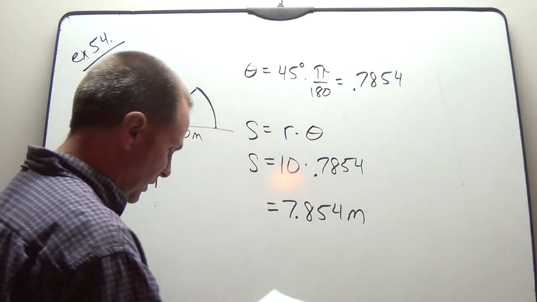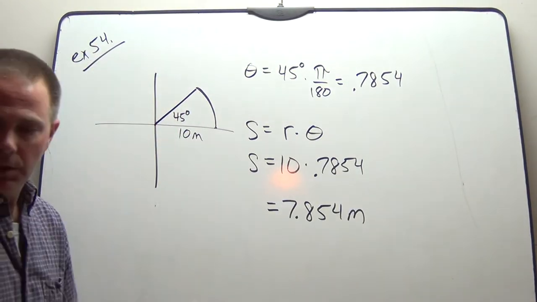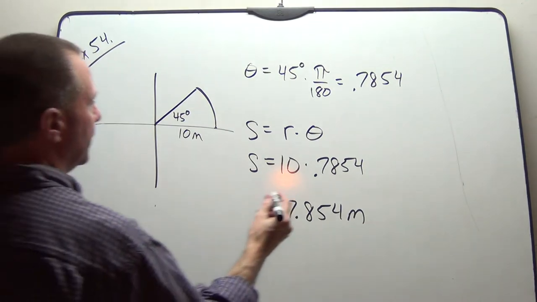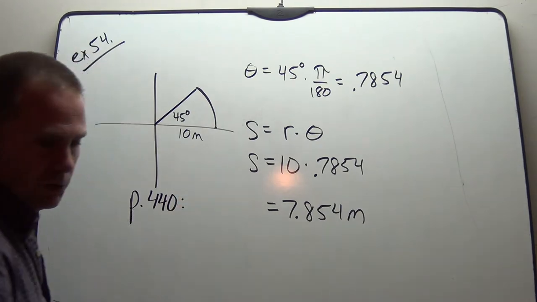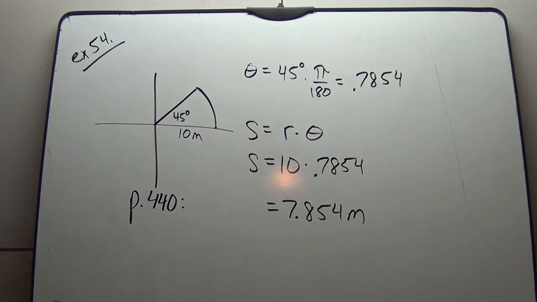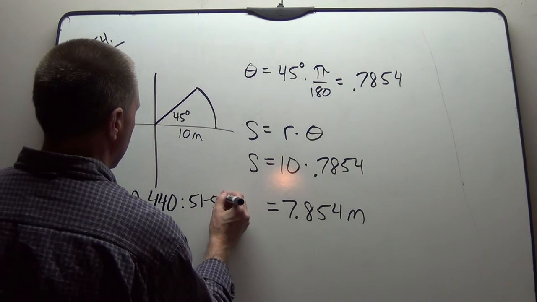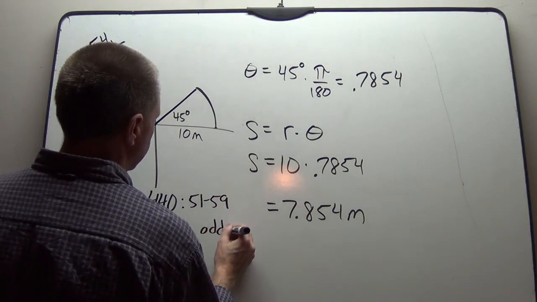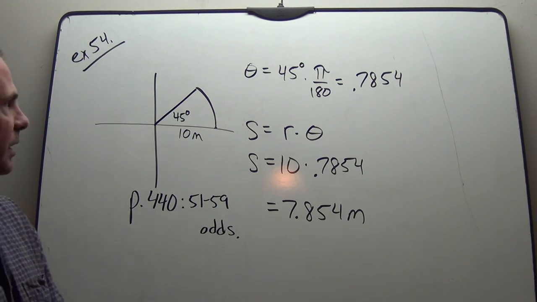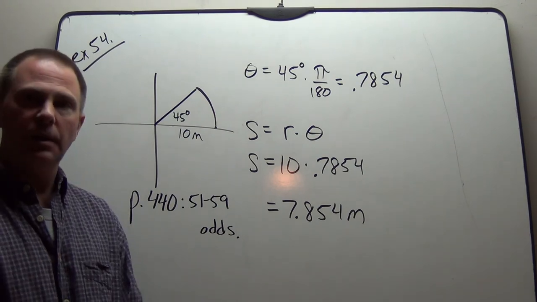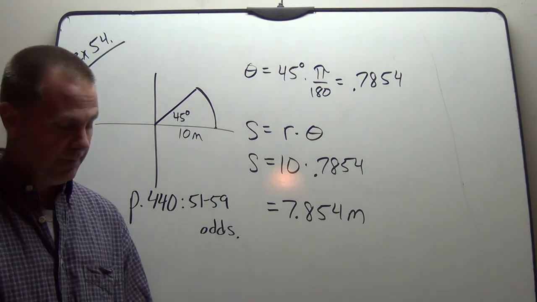All right, your homework assignment that I'm going to give you is going to be on page 440. So right over here, page 440. And you're going to do problems, let's see here, 51 to 59, odds. And you have the answers to those. And again, it's just finding one of the 3 variables that you need. All right, good luck.